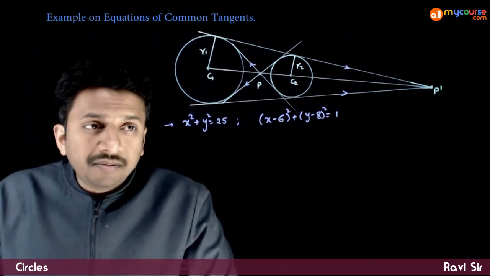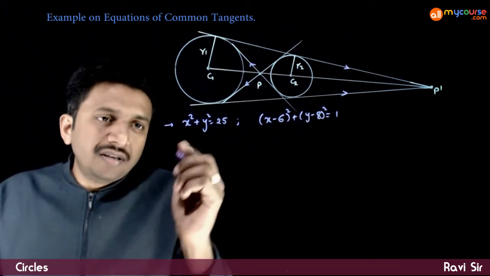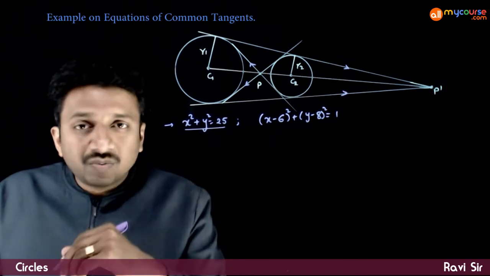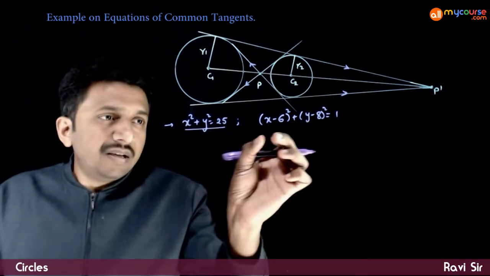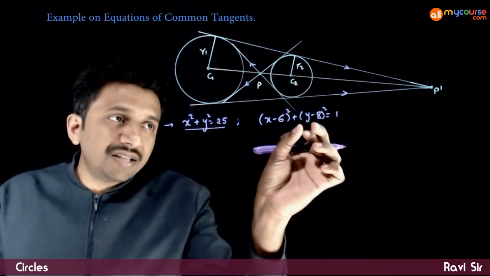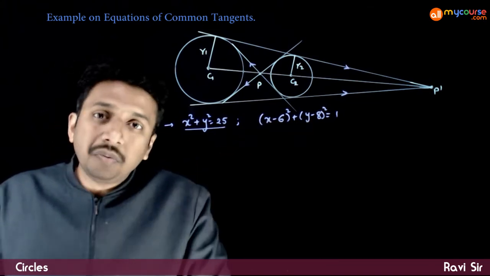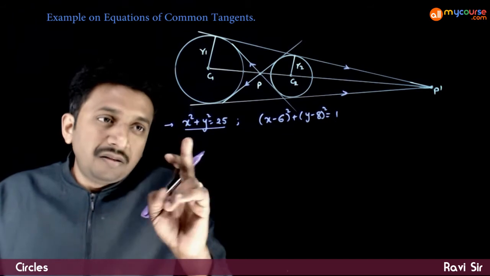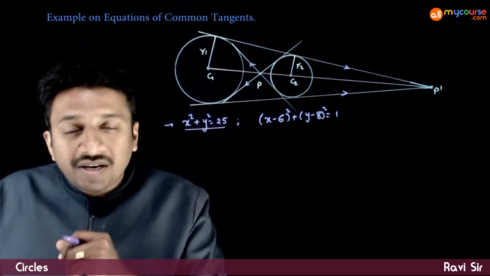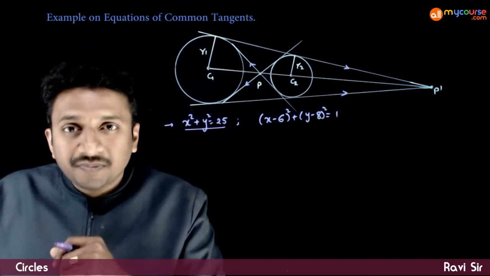Now, as an example, let us take these two circles. The first circle is x² + y² = 25, and the second circle is (x - 6)² + (y - 8)² = 1. You are asked to find the common tangents to these two circles.